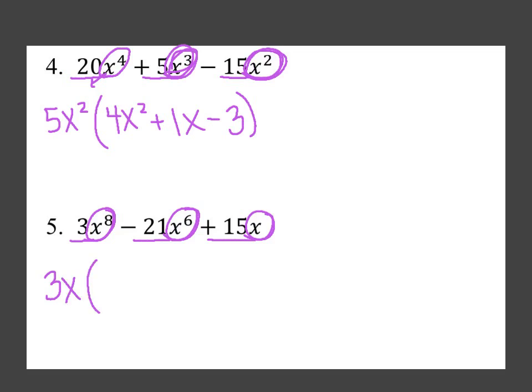3 divided by 3 is 1. I had 8 x's, but I took 1 away, so I have 7 left. Negative 21 divided by 3 is going to be negative 7. Had 6 x's, took 1 away, so that's x to the power 5. My last term, 15 divided by 3, gives me 5. And then I had 1 x, but I took it away, so there are no x's left.